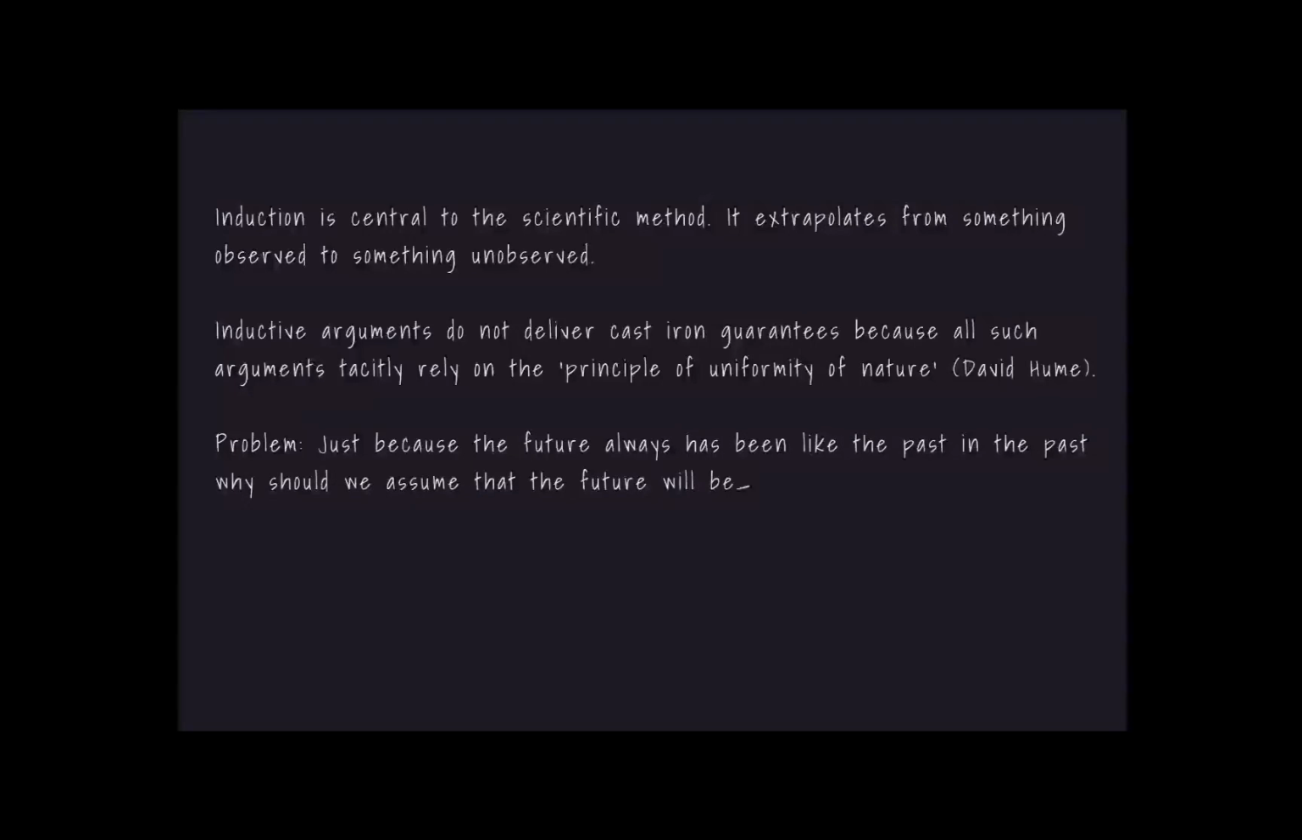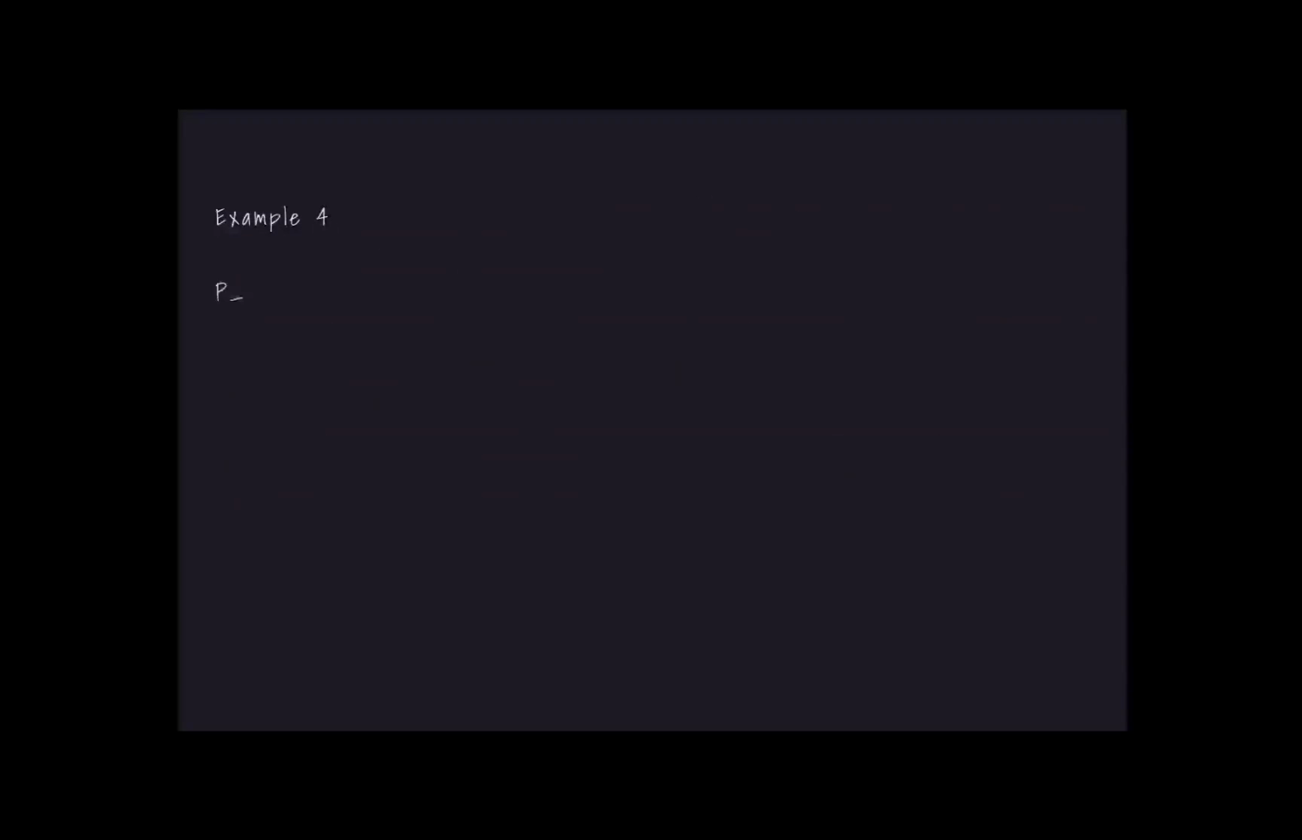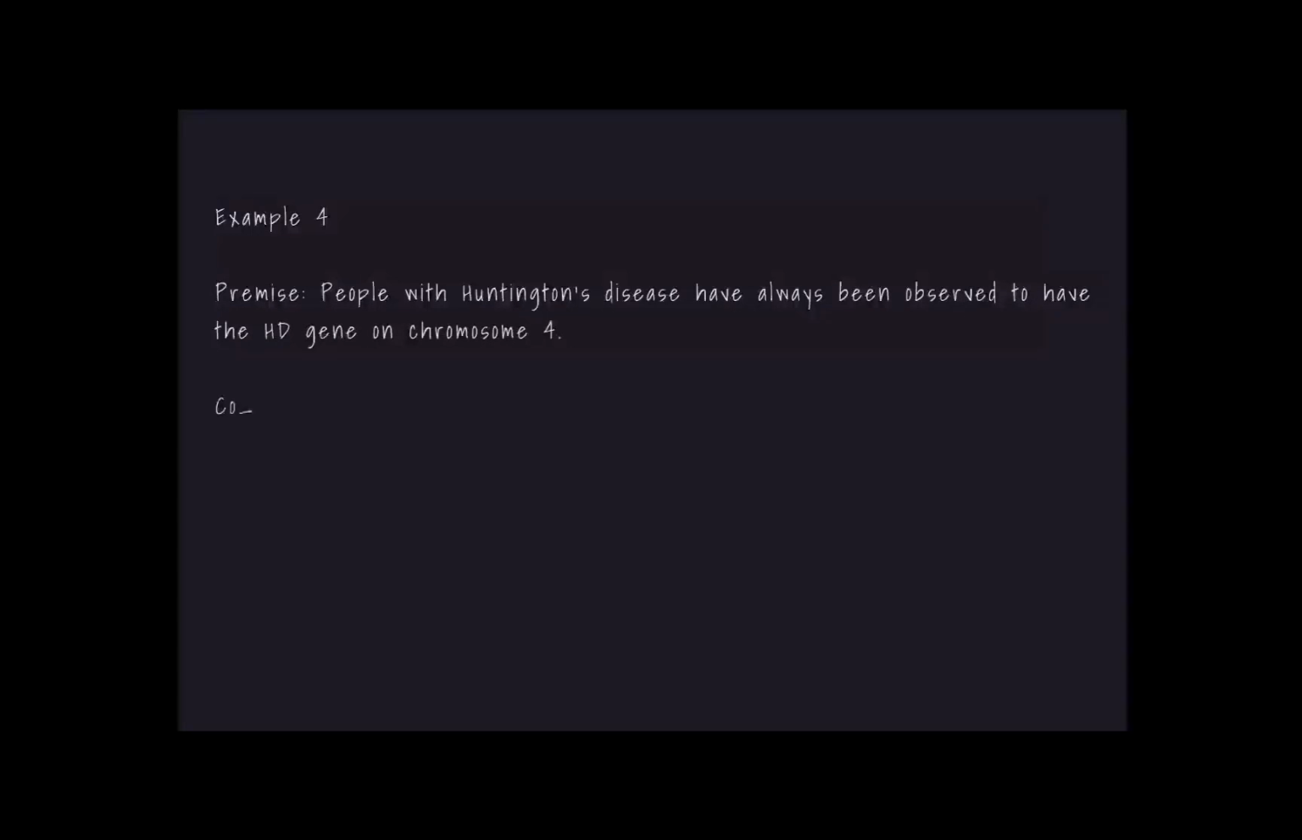Because inductive arguments rely on this principle, they cannot deliver certain conclusions. Inductive arguments can be only strong or weak, and inductive strength is just a matter of degree. Consider the following example. People with Huntington's disease have always been observed to have the HD gene on chromosome 4. Conclusion: the next person to develop Huntington's disease will be observed to have the HD gene on chromosome 4.